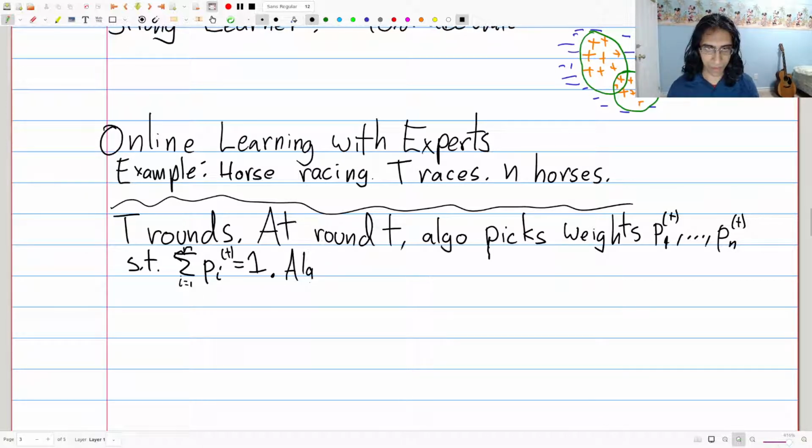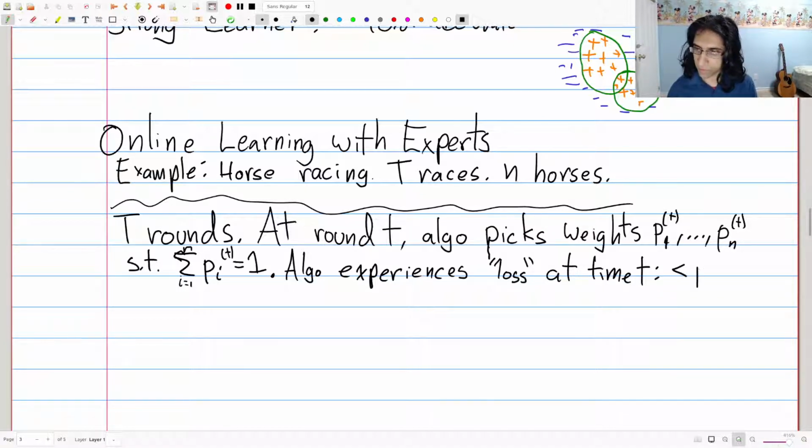Then the algorithm experiences, or it receives, loss of the following form at time t. The loss is going to be of the form p_t inner product with L_t. So this is the loss experienced by the algorithm. What is this? This is just the inner product of the weights that the algorithm picks for these n different items, and this is going to be an adversarially picked loss vector with entries between 0 and 1.